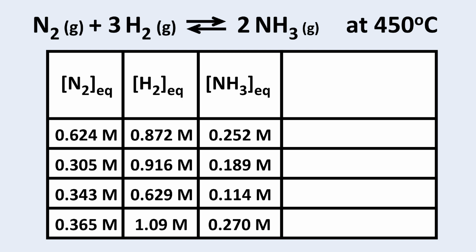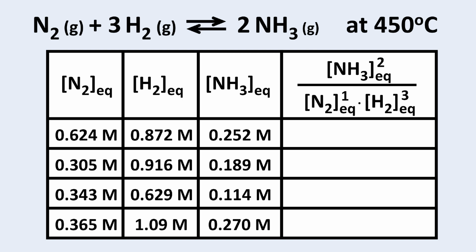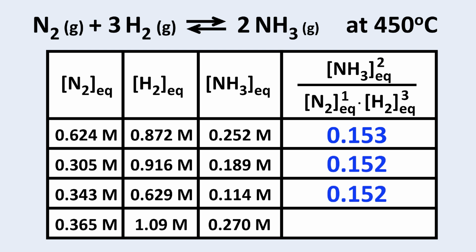find is the following. If we make a ratio of the concentration of ammonia squared at equilibrium over the concentration of nitrogen times hydrogen cubed at equilibrium, we find the following. We get 0.153 for experiment 1, 0.152 for experiment 2, 0.152 for experiment 3, and 0.154 for experiment 4.